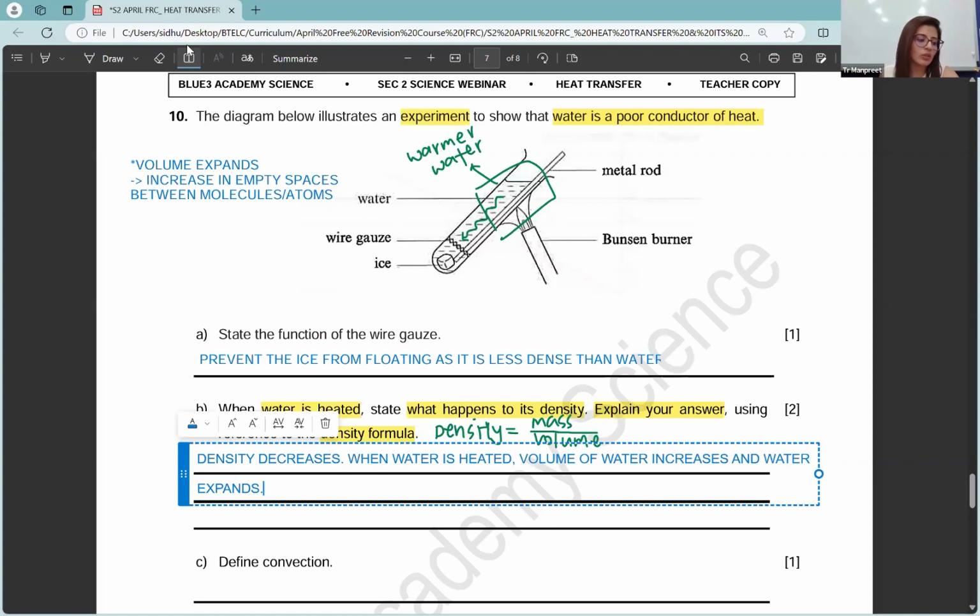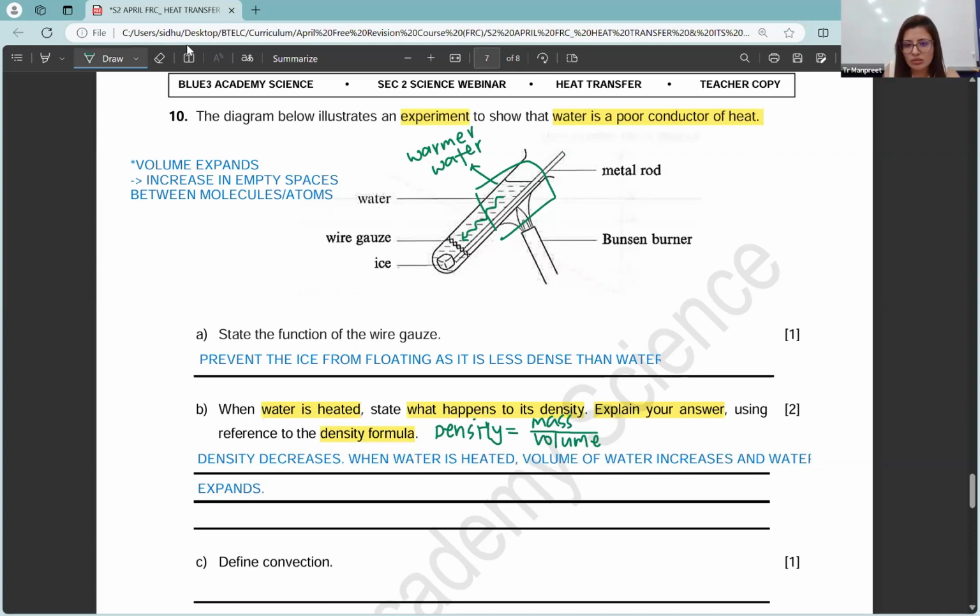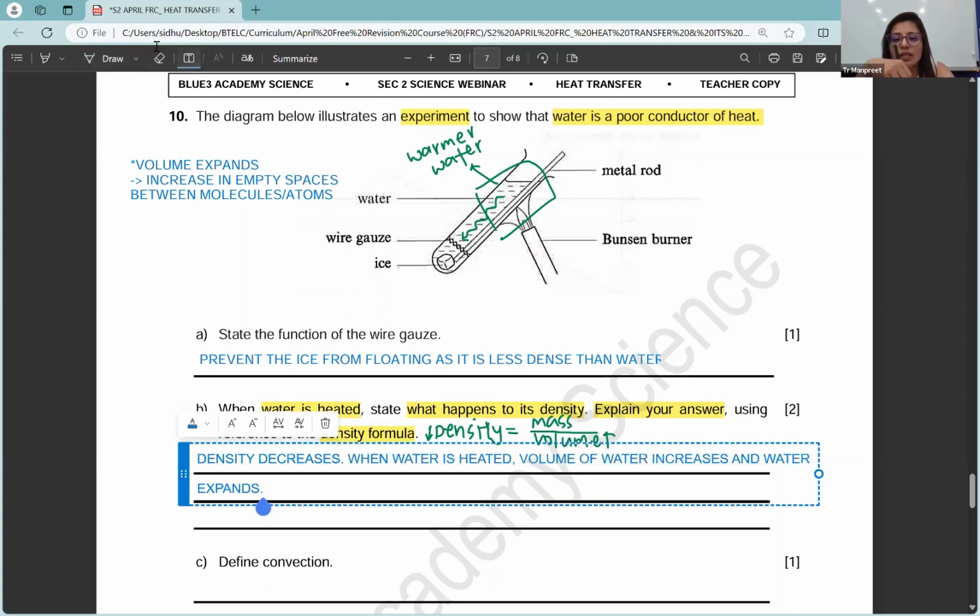Okay, so this is what we know. So how do we apply the density? Volume increases, and density goes down. They have an inverse relationship. Whenever volume increases, density will decrease. It's an inverse relationship. So how do we use the concept of density?